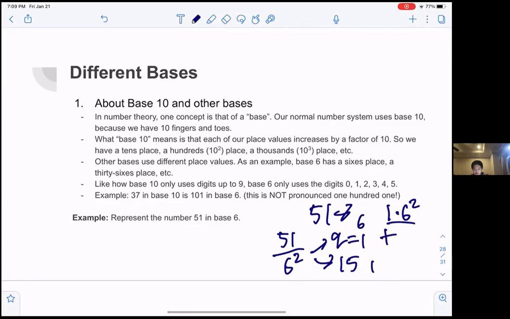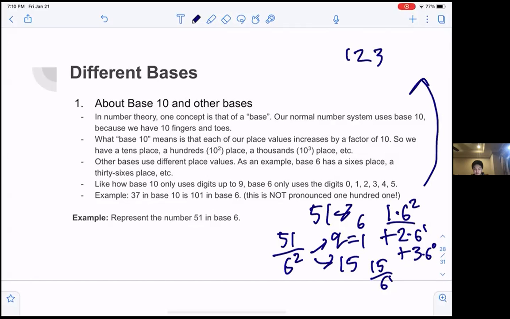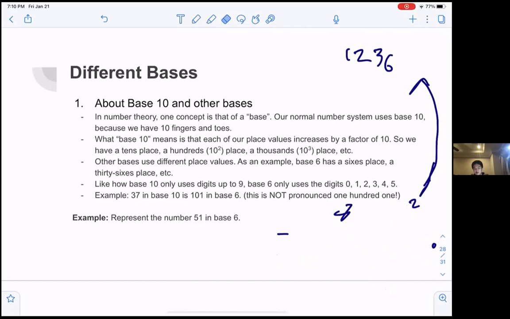And 15, we divide 15 by 6 to the 1. The quotient is 2. And then 3 times 6 to the 0 is 3, so 0 is left. So it would be 123 in base 6, as you can see: 1 times 6 squared plus 2 times 6 to the 1 plus 3 times 6 to the 0. All right, so that should be fairly straightforward.